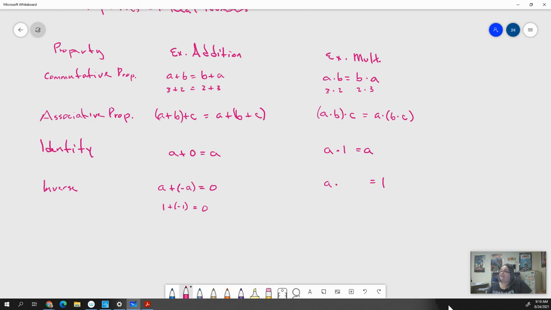If I have A and I need to multiply something times it to get 1, in the same respect, I would multiply it times 1 over A, right? Because if you think about that, if I have A times 1 over A, that would give me A over A, and anything over itself just equals 1.